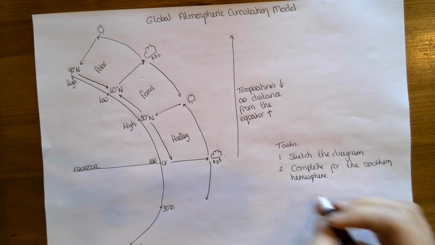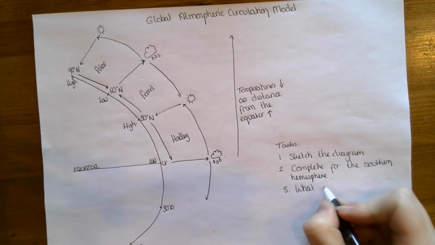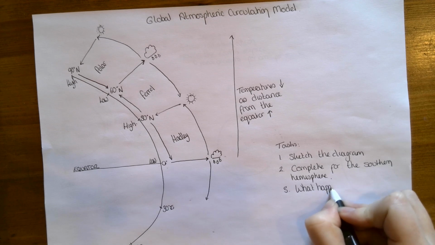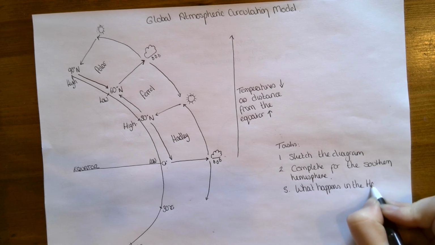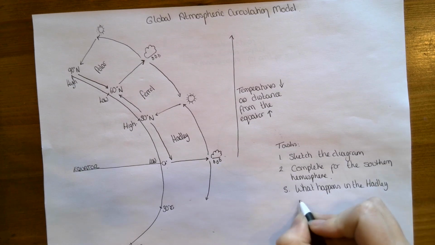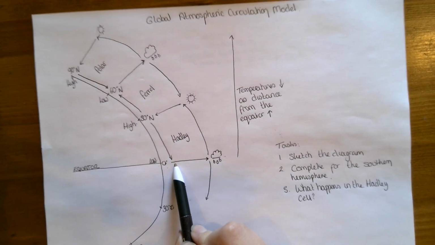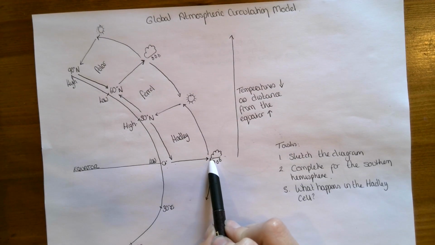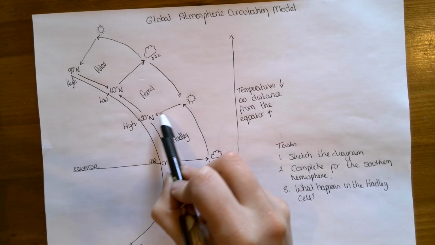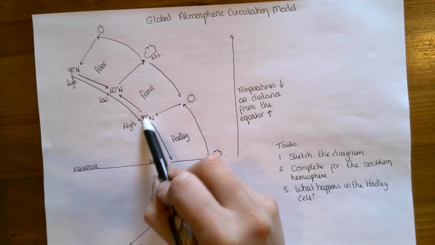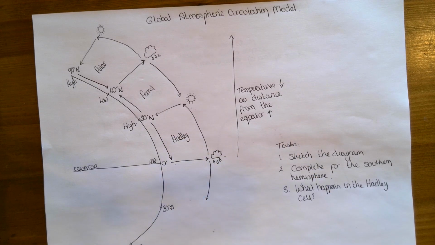Once you have done that, I would like you to explain what happens in the Hadley cell. I want you to explain, essentially, why do we have air rising? What happens when it gets to here? What happens as it travels north? What happens when it sinks? What weather conditions do we get here? And then why does it get blown back towards the equator?